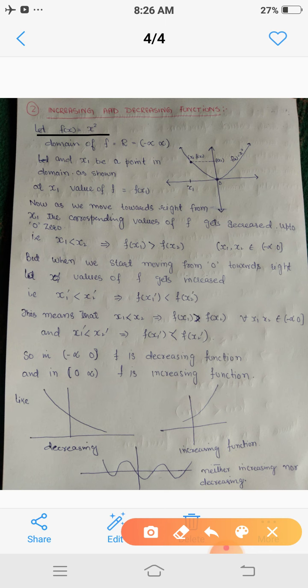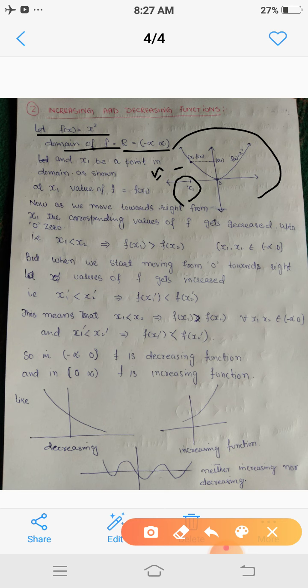Now you know that its domain is R, the open interval minus infinity to infinity, and this function represents the parabola with graph as shown in this figure. Let x1 be any point in this domain. The corresponding point on this graph is this point, suppose point A, whose coordinates are x1, f of x1. That is, the value of the function at x1 is f of x1.